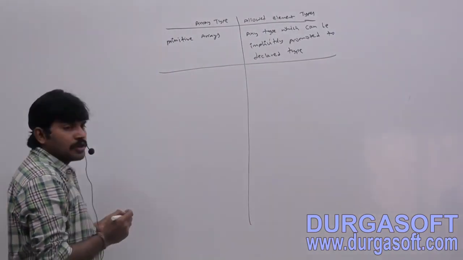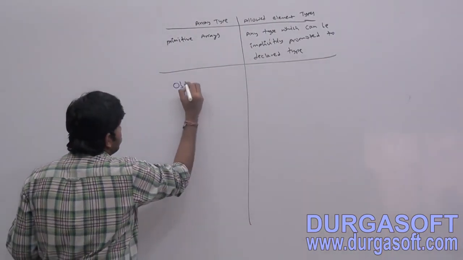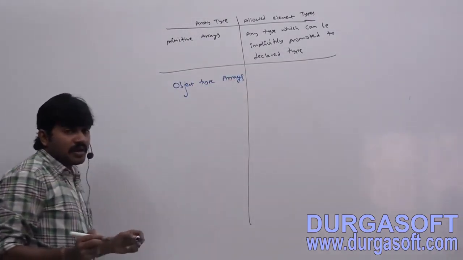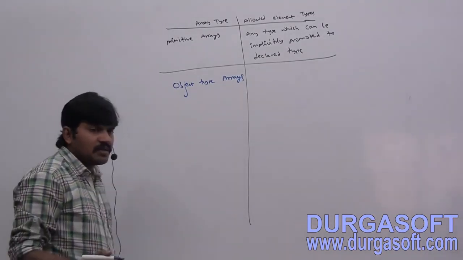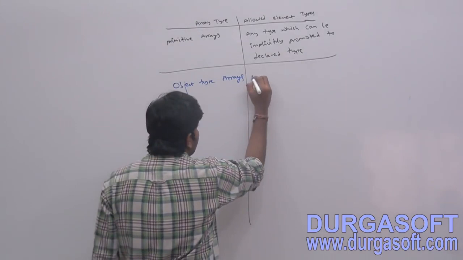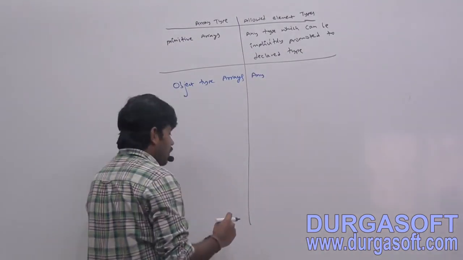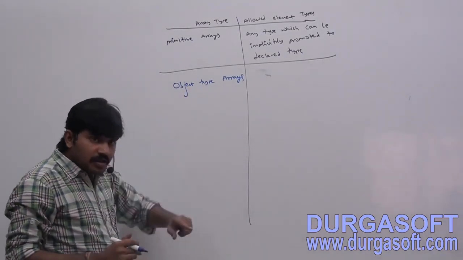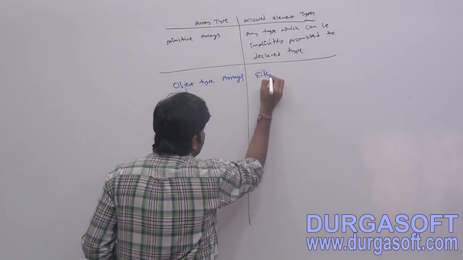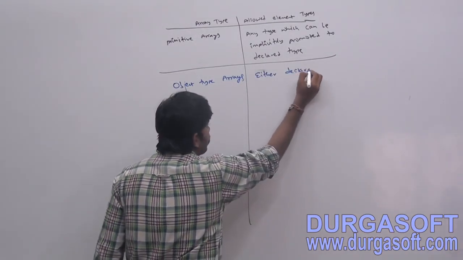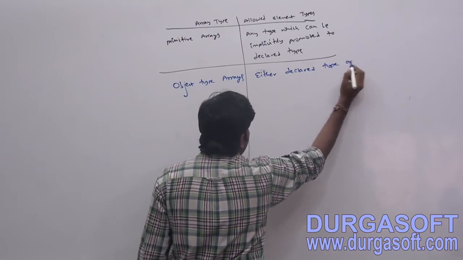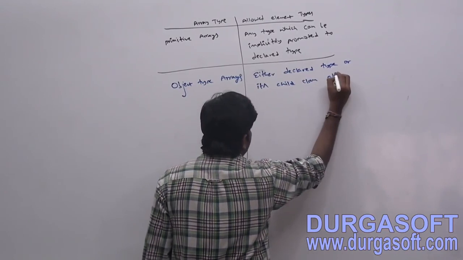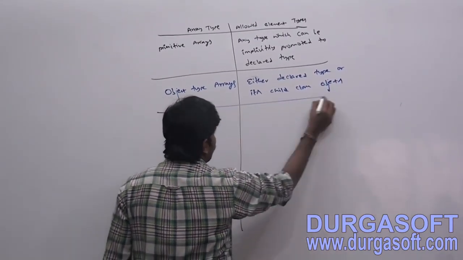Second one, if it is object type arrays, can you tell what are the allowed element types? If it is an object type array, allowed element types are either the declared type or its child class objects. Either the declared type or its child class objects are allowed.